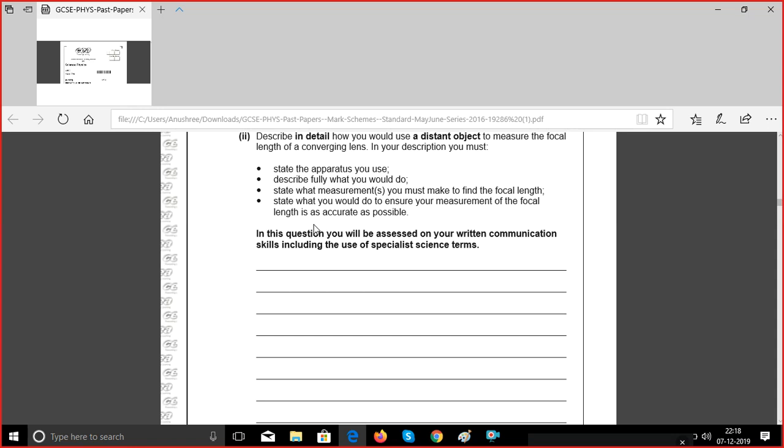And then what you would do to ensure your measurement of the focal length is as accurate as possible. You need to take repeats, for example two to three times. For better accuracy, you keep repeating the experiment and take the average. This will give you a more accurate result, nearest to accurate. And calculate an average.